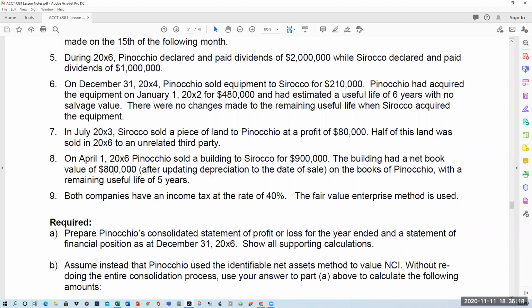So $100,000 is the total amount of the gain. 5 years is the remaining life. So 100,000 divided by 5 gives us $20,000 for each year. However, you have to keep in mind that the intercompany sale took place on the 1st of April and the year end is December 31st. So from the 1st of April to December 31st, we're looking at 9 months. So in the year 2006, 9 months worth of the gain will have gotten realized.